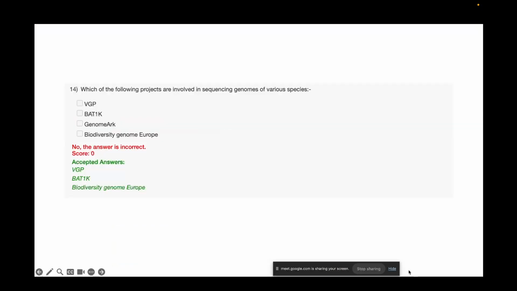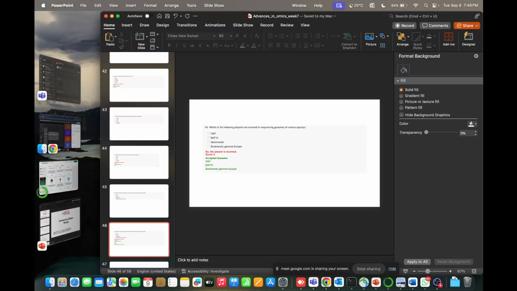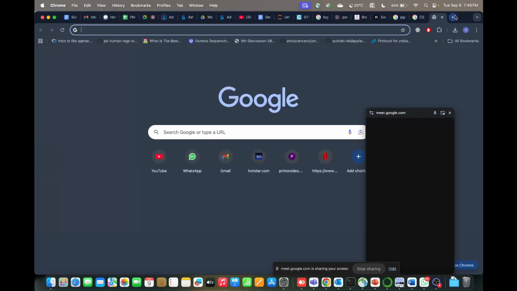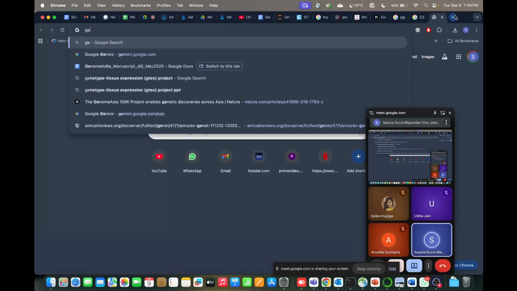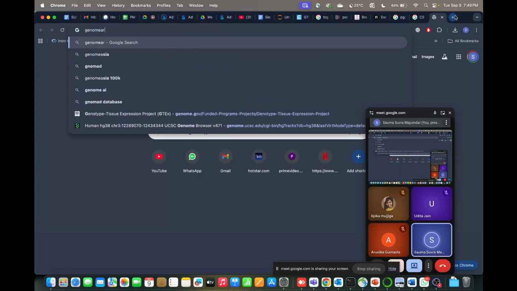Yeah, the GenomeArk is not there. I'm not very sure, guys, about non-human genome projects, so I need to check as well. GenomeArk.